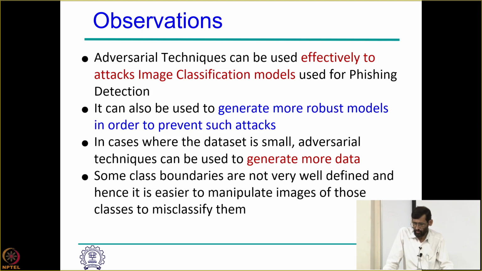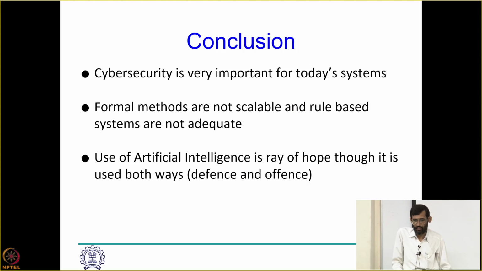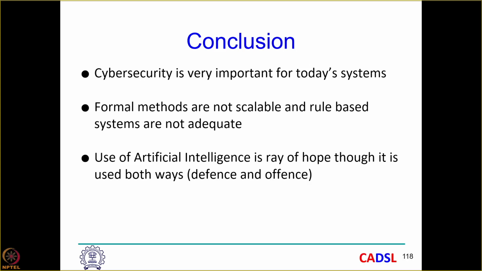Some class boundaries are not very well defined, and hence it is easier to manipulate the images from those classes to misclassify them. So with this I come to the end of this talk, and I conclude that cyber security is very important for today's systems, wherein we have very large systems which are using AI-based learning as an integral part of the system, and we need to defend our information infrastructure.